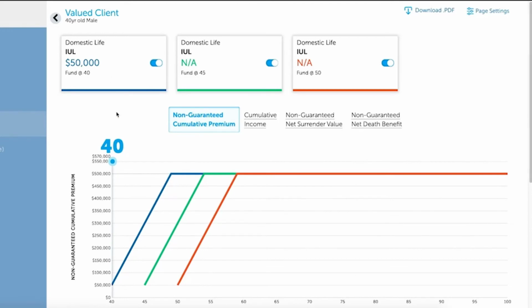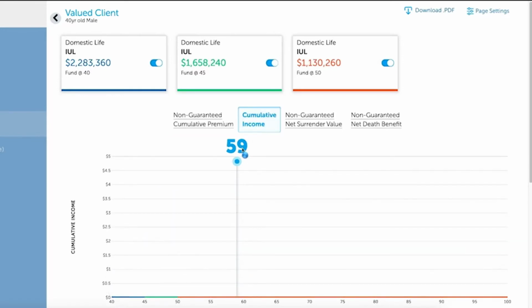So funding at 40 is the blue line. Now we're looking at the 3 different scenarios here. With the blue line, they fund from 40 to 49 and the policy is fully funded. With the green line, they fund from 45 to 54 and have fully funded it, $500,000 in total. Then there's a red line, from 50 through 59, in case they decide to wait 5 more years to fund the policy. At the end of the day, it's the same amount of cash out of pocket, $50,000 a year. However, let's take a look at the impact on income.